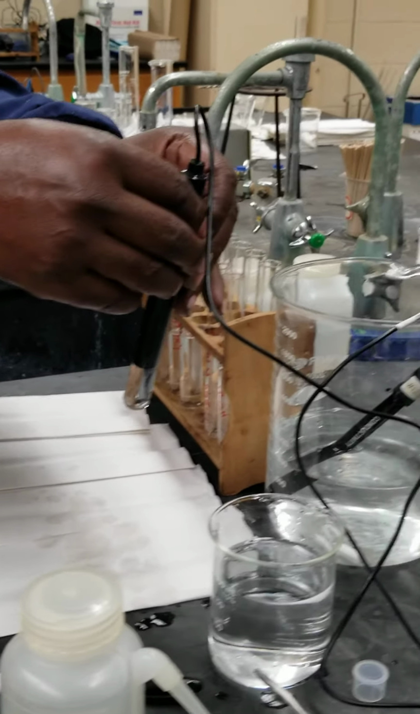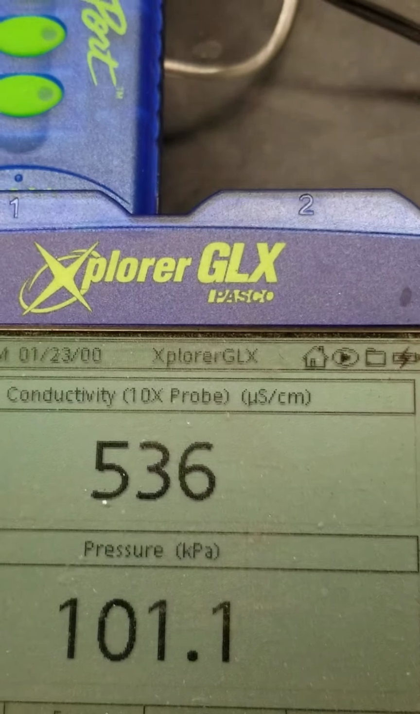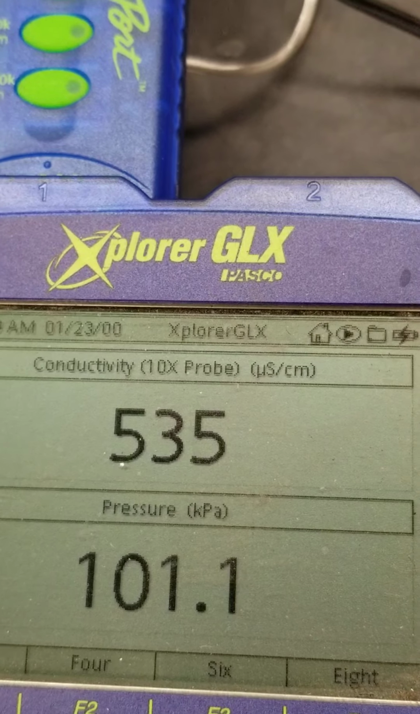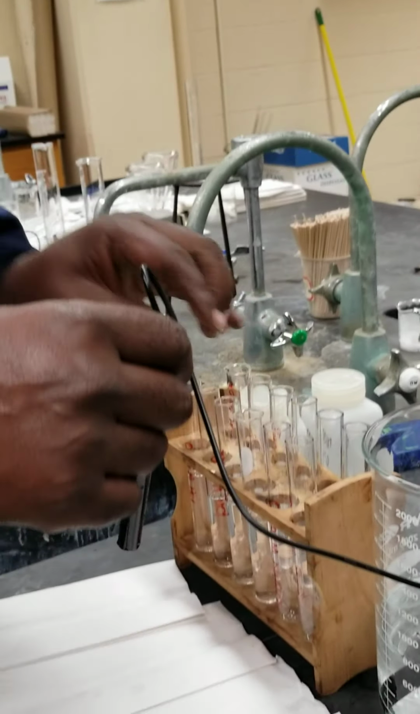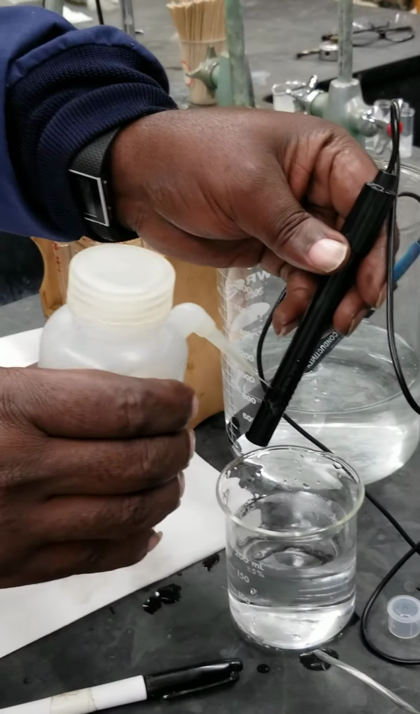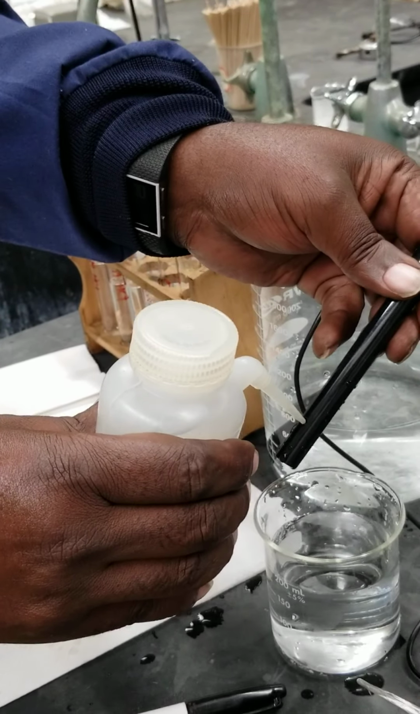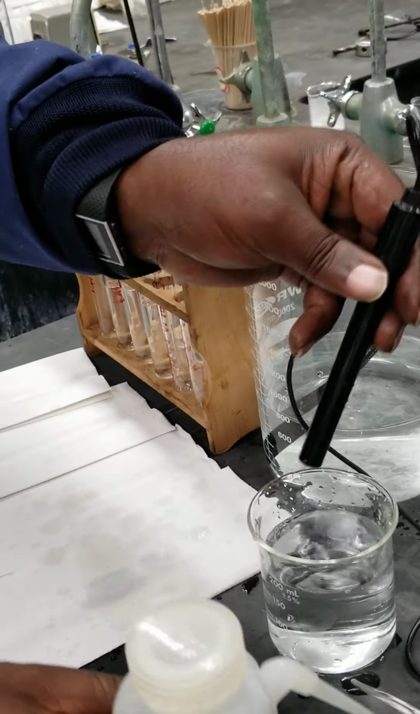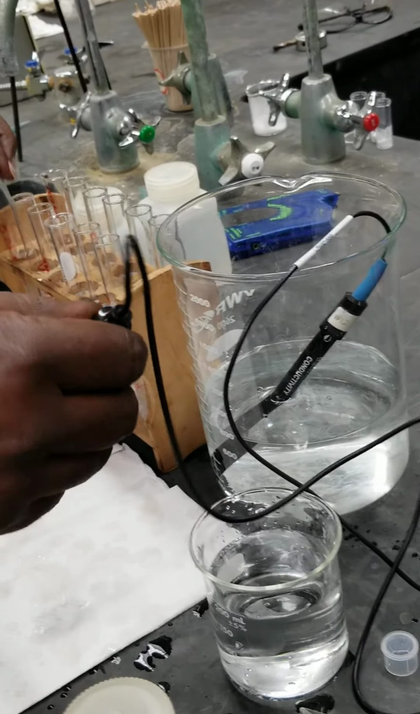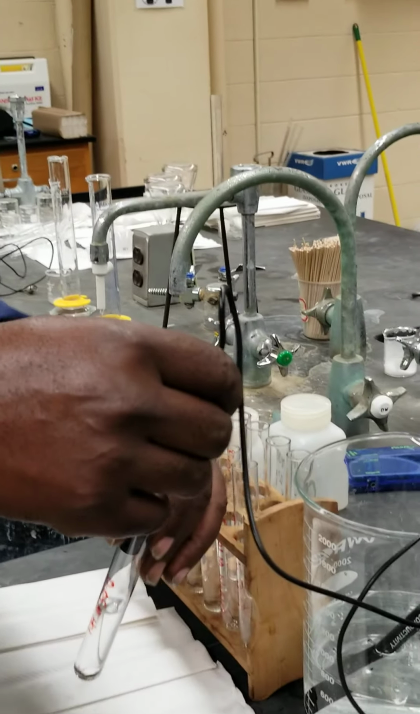All right, acetic acid, 0.10 molar, 535 microsiemens per centimeter, 535. All right, now let's go to HCl. Hydrochloric acid. In this case, certainly I'll take the time to rinse through the hole there. And then I'm going to go into 0.05 molar HCl. Let's see what that looks like.